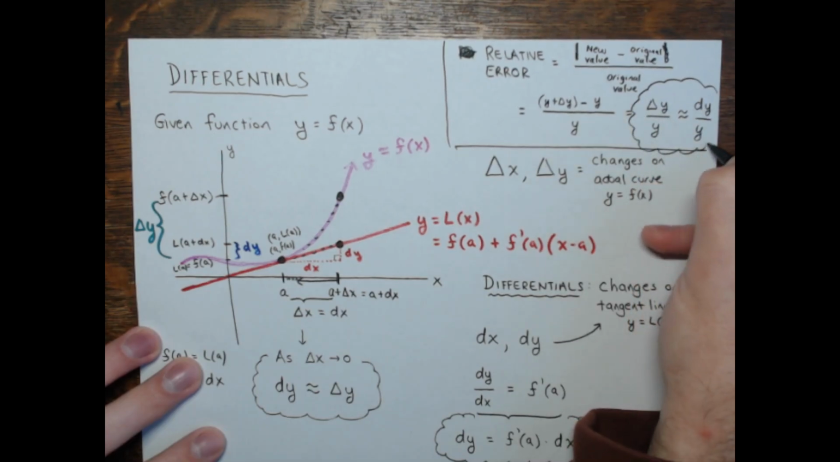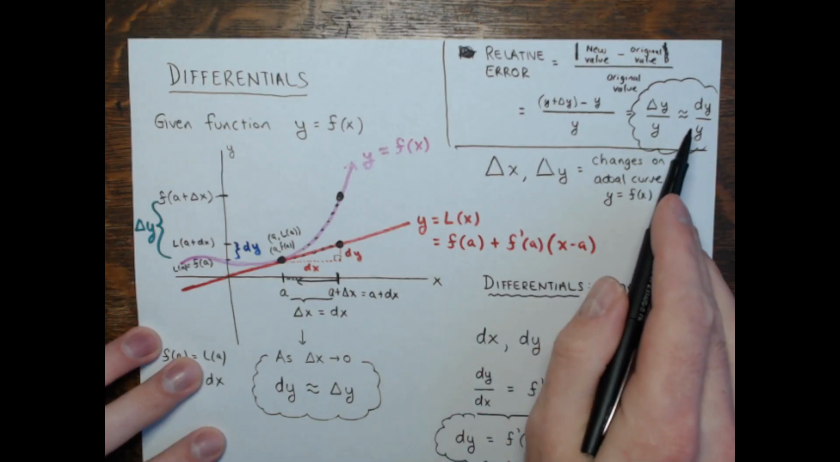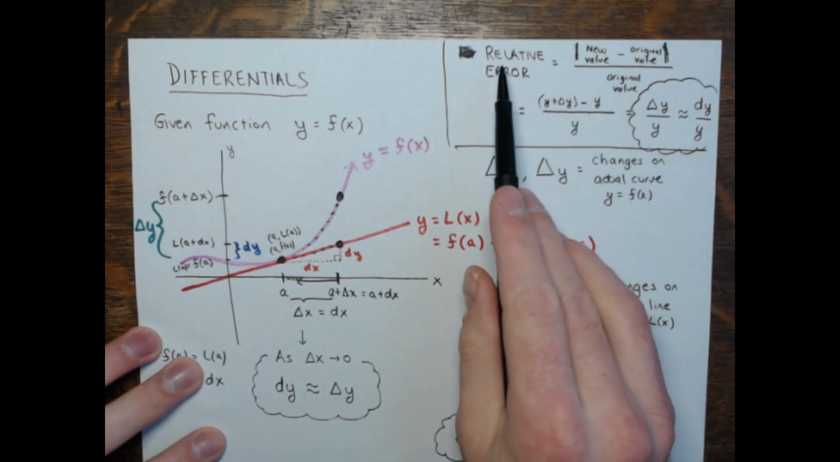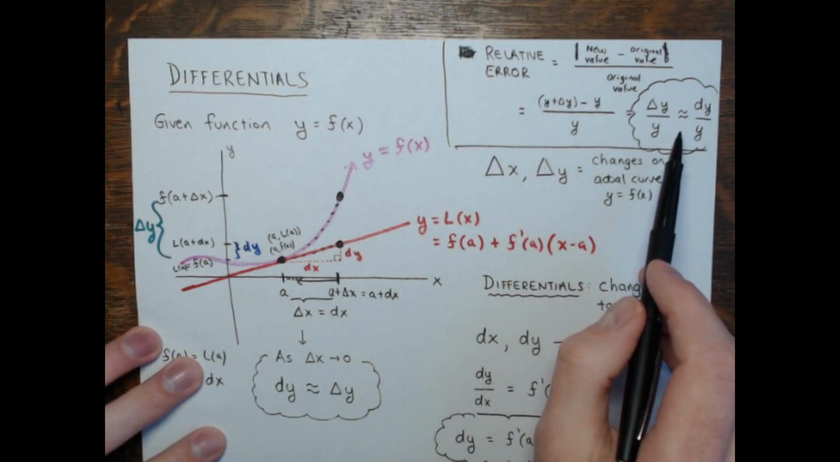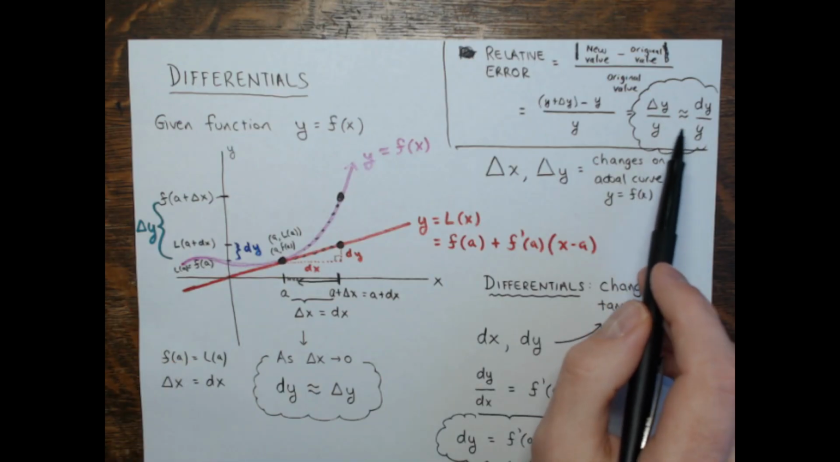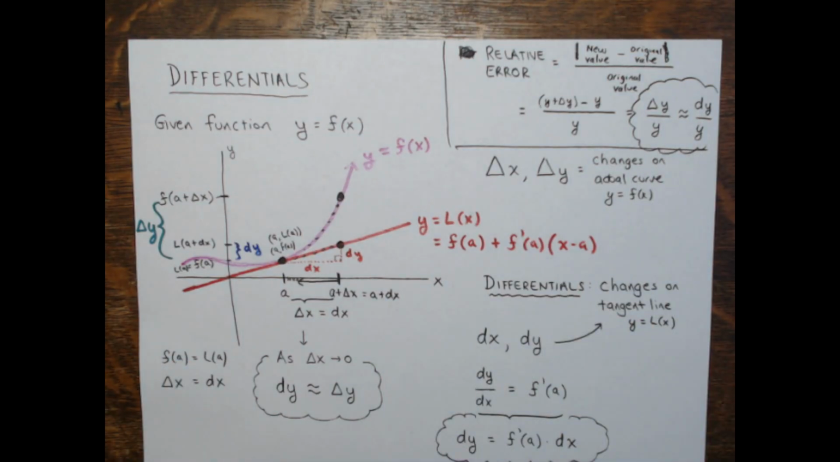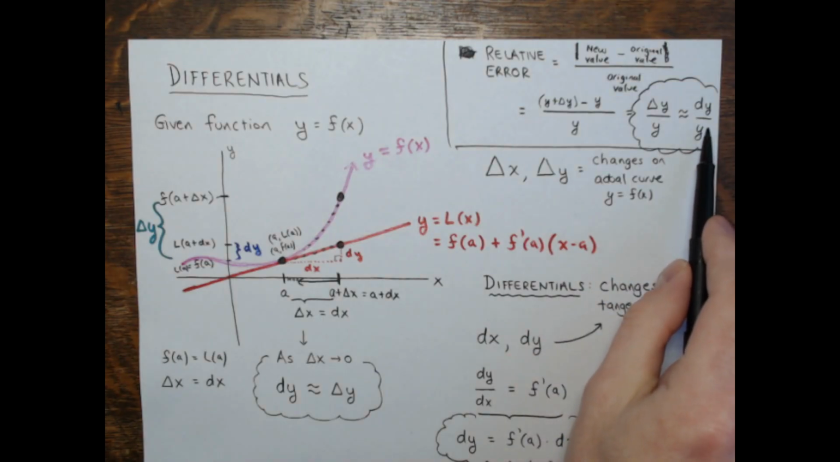So I'm going to be doing this a lot when it comes to relative error. And then when they ask for a percentage error, you just change this to a percentage, right? So remember how to take a fraction and change it into a percentage. You multiply by 100, right? If this fraction ends up being like 0.5, that's 50%. Multiply by 100.